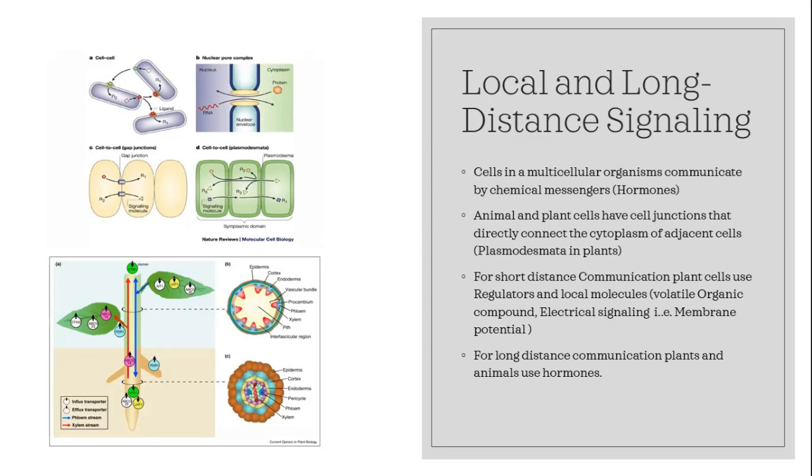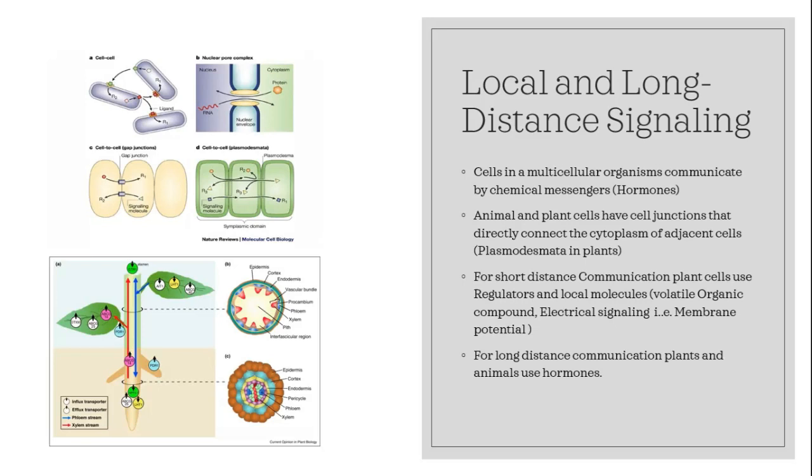Sometimes the signal has to be transferred a short distance from one tissue to another, which is very close by. In such cases, for short distance transport, plants produce small molecules which can be volatile organic compounds. Even electric signaling can be used for communication between two cells. Electric signaling means the membrane potential plays a very important role. So membrane potential can transmit a signal from one cell to another. These are examples of short distance communication between cells, and long distance communication in plants can take place through the xylem and phloem.